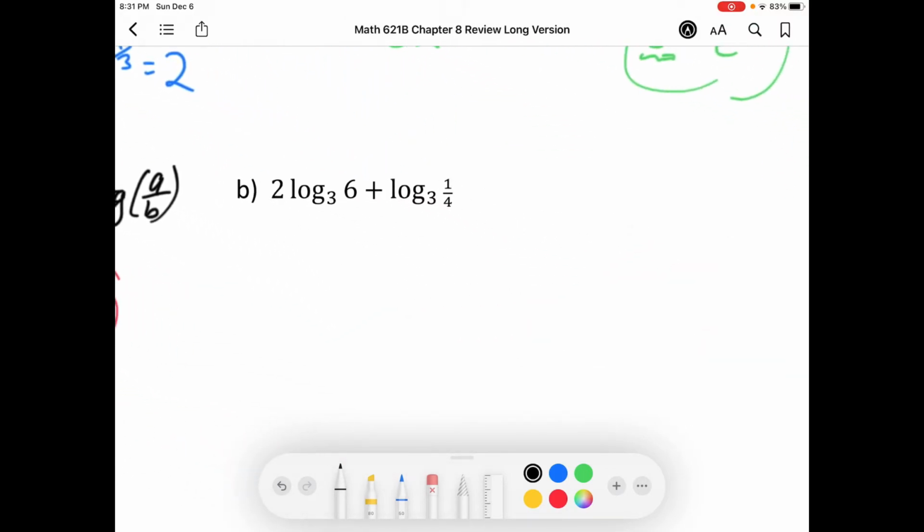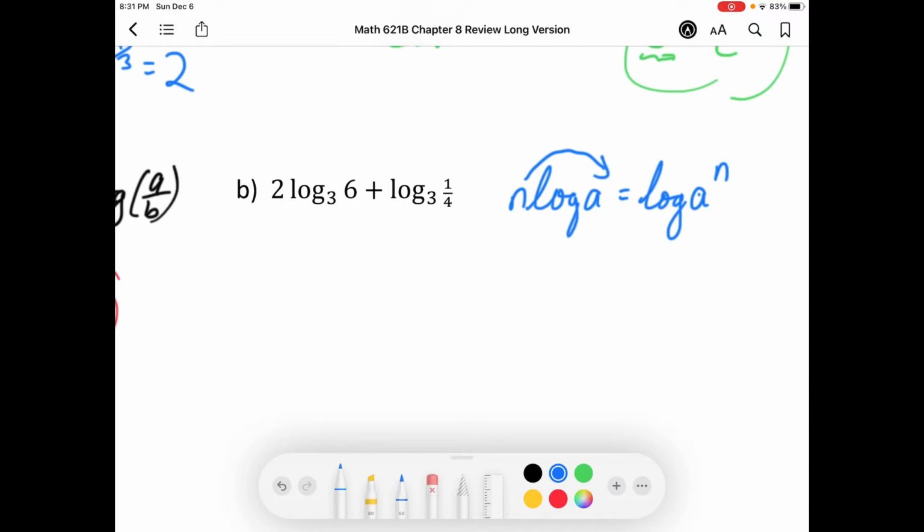We've got 2 log base 3 of 6 plus log base 3 of a quarter. So here we've got some issues. I don't know what the log base 3 of a quarter or 6 is, but I've got a couple of log laws that I can use. One of them is this. If I have n log a, that is the same as log a to the n. The n can live as an exponent up top. And this will work for any log base.